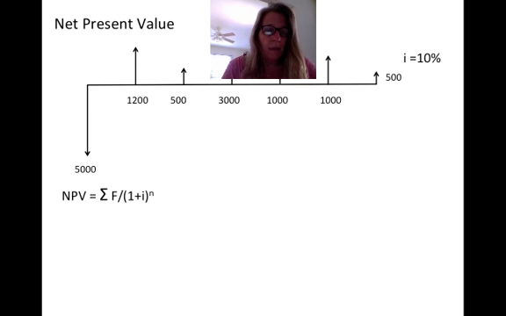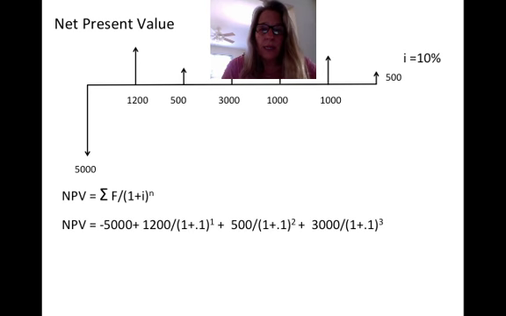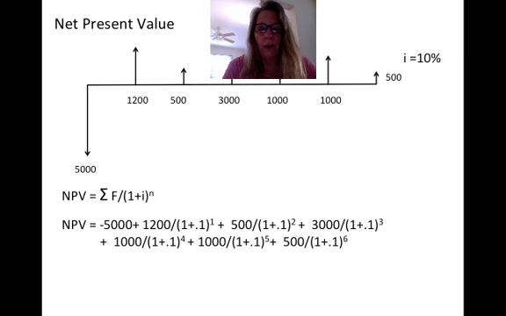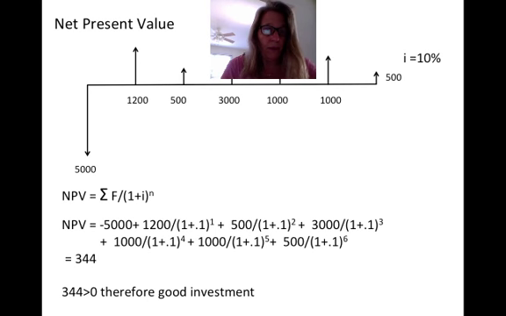So we're going to do the summation of all the future cash flows across all of the years. In this case, we have this cash flow of $5,000 plus $1,200 discounted 1 year, $500 discounted 2 years, $3,000 discounted 3 years, etc. And we get the 344 number, which is the same number we had on the other one. 344 is greater than 0, so this is a good investment. That's how we make the decision to invest in something.